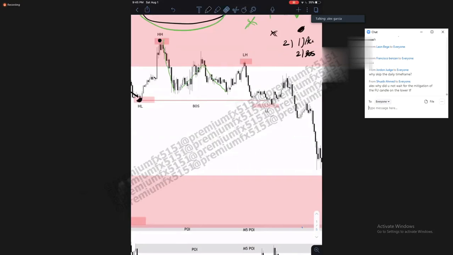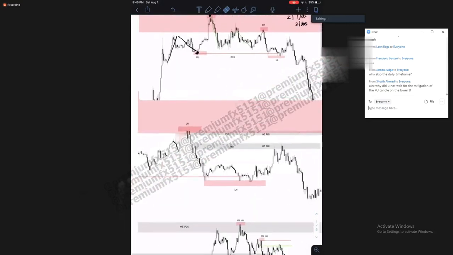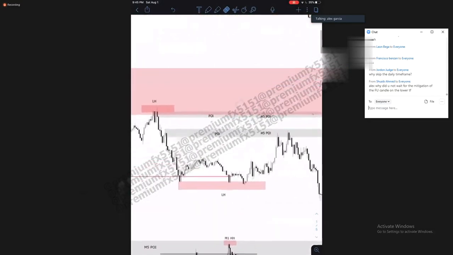So after that, now we have a new lower low created, right? So now we're moving into that level, to this level. Everything that comes inside this push is going to be my retracement. After that, this is M15, so now we move to M5, which is this time frame.